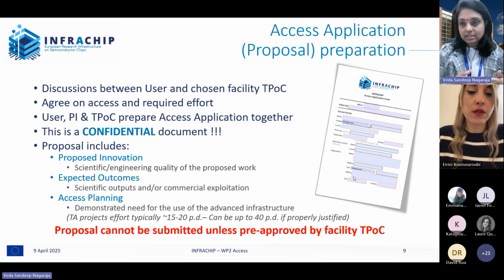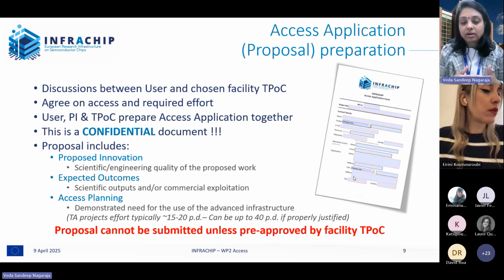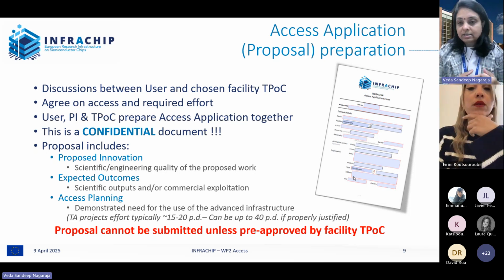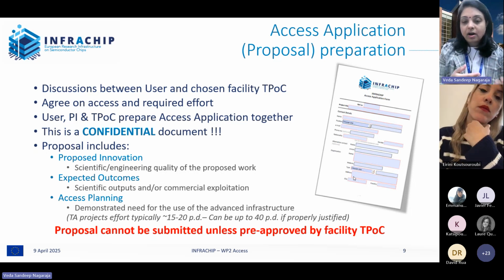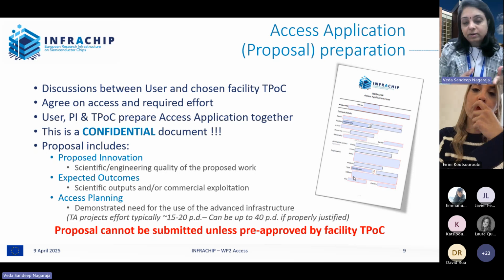And the third one is the access planning. For how long do you want? Our unit of access is person days. That means if one person is trying to do this job, how many days does it take? And the maximum we provide access for one proposal is up to 40% days. So typically we prefer it to be between 15 and 20% days.